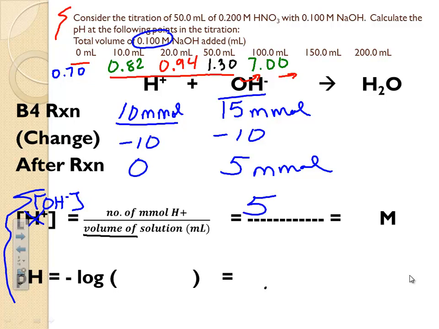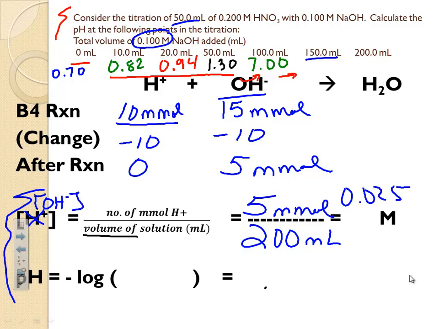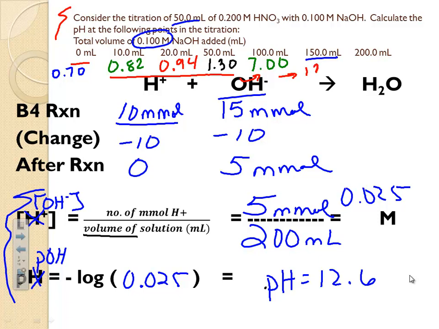So we're going to take our 5 millimoles here. We've got our new volume of 150 plus our original 50, which is going to be 200. So this is going to give us a new concentration of 0.025, which is going to give us a pOH. If we put the 0.025 in here, okay, we're going to just take that away from 14 so that our pH is equal to 12.6. Okay, so I'll actually add that in here, 12.6.